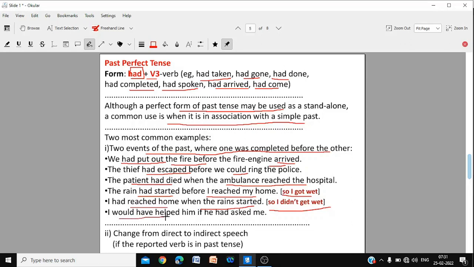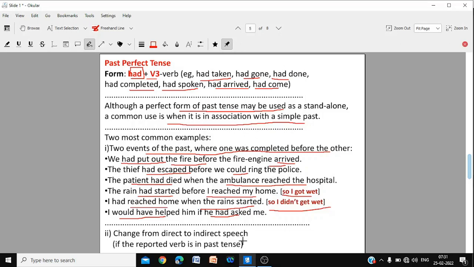I would have helped him if he had asked me. Would have helped if he had asked me. Of course, these cases we will be dealing with later, because would is the future of will, but this is another sequence of tenses. If he had asked me, he should have asked me before, and then afterwards I would have helped him.